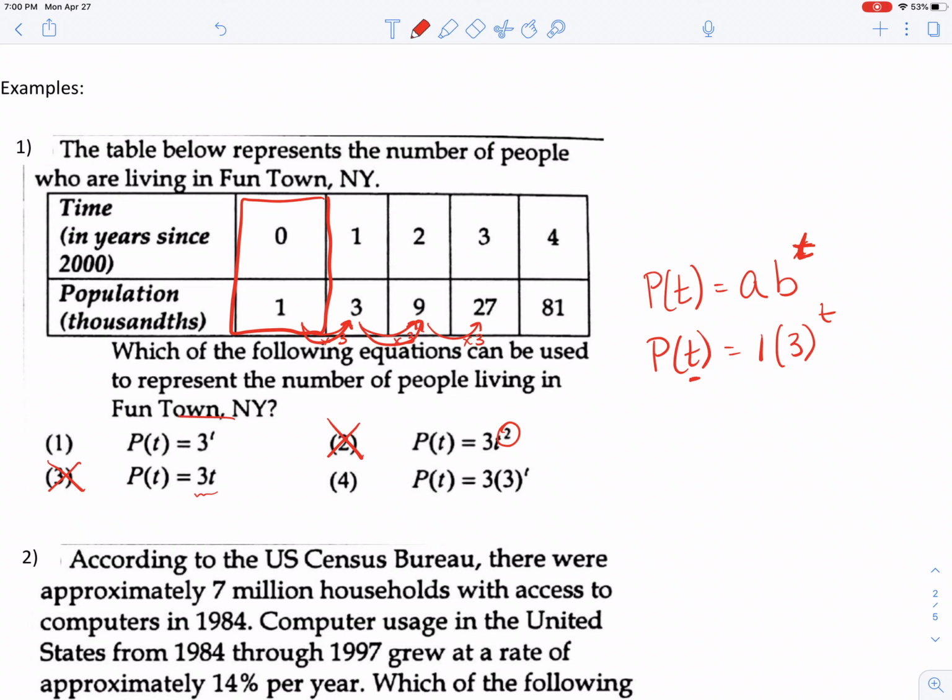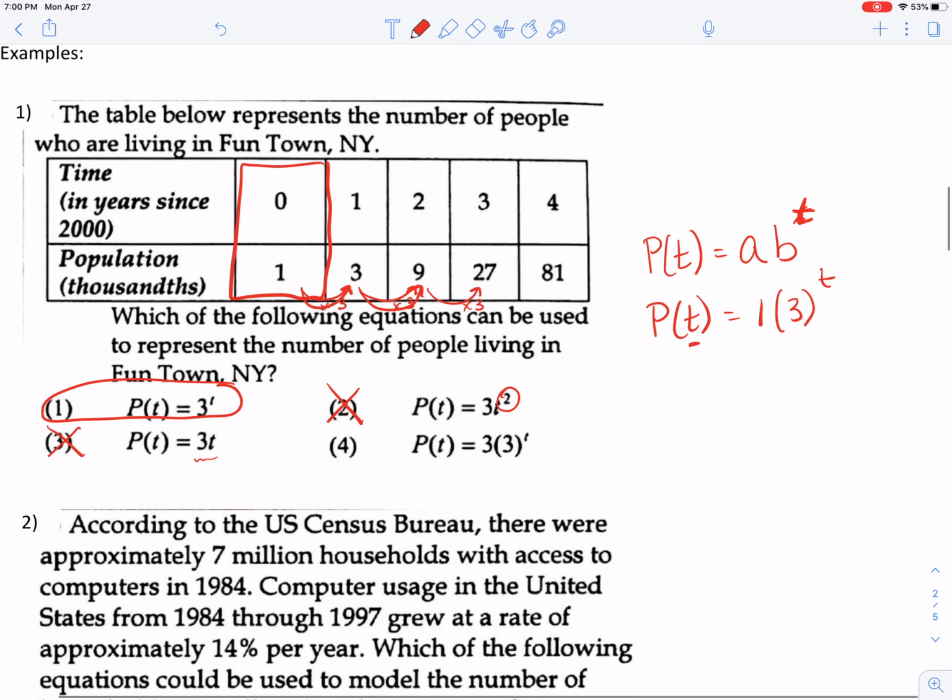So which choice is that? Choice 1. Again, if you put choice 1 in the calculator, 3 to the t power, you'll see that the table of values matches. If you put choice 4 in there, it is not going to match.